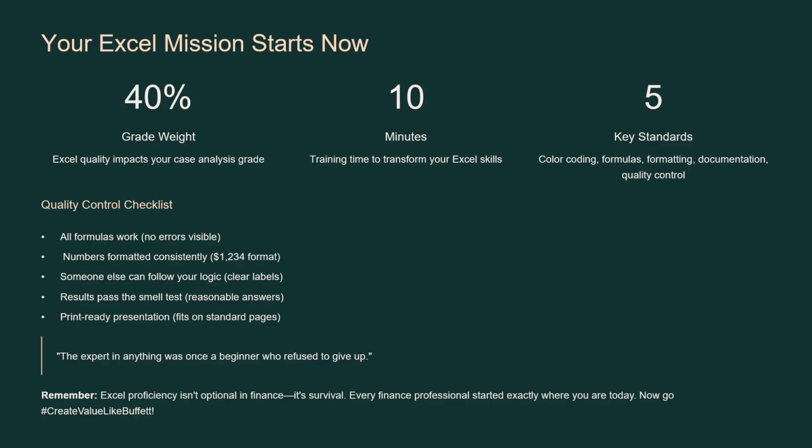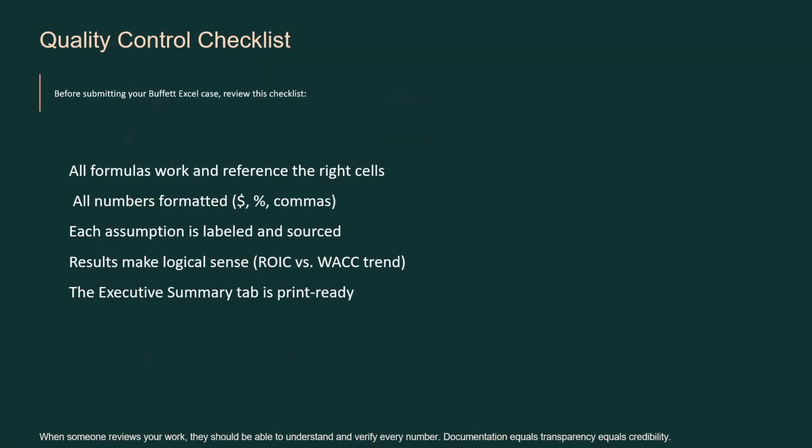Your mission is simple. Bring professional structure and clarity to your Buffett case model. Remember the 5 Excel standards: clear coding, clear formulas, consistent formatting, documentation, and quality control. Together, all of these define your analytical credibility. You can use this quality control checklist before you submit to ensure you've double-checked everything and it looks good for submission.